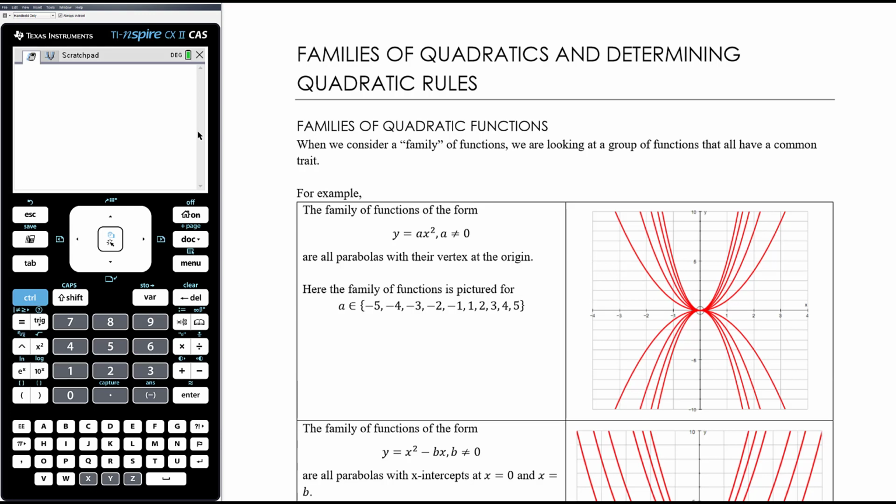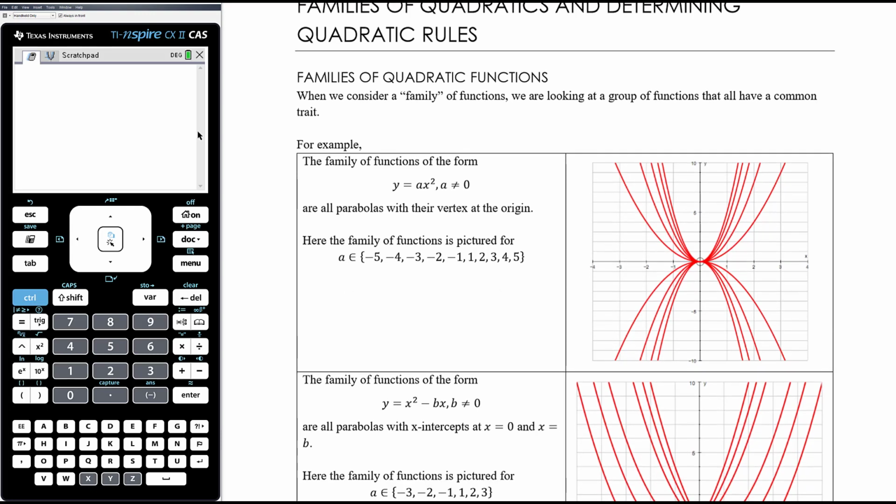For example, in this first box that you're seeing here, you're seeing an illustration of some of the quadratics in the family of quadratics of the form y equals a times x squared, where a can be anything other than 0. Obviously if a was 0, that would be the equation y equals 0, and it's not a quadratic function at all, so we need that qualifier. So these are all parabolas with their vertex at the origin. They haven't been translated left or right, haven't been translated up or down.